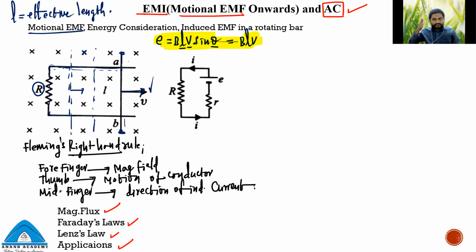So the magnetic field lines are into the plane, and the motion of the conductor is to the right side. And you see, this is the adjustment I have done. So the middle finger is pointing upwards. That means this is the induced current direction. And the same is represented like this.